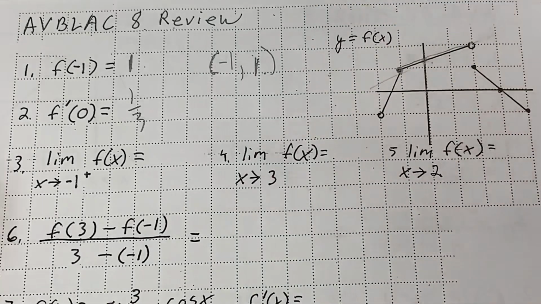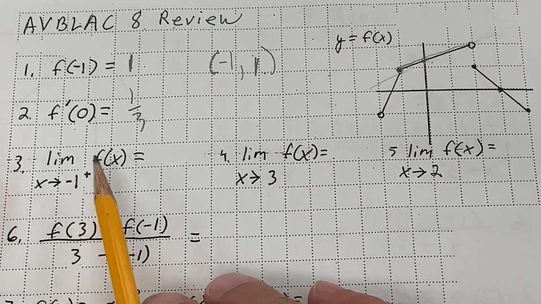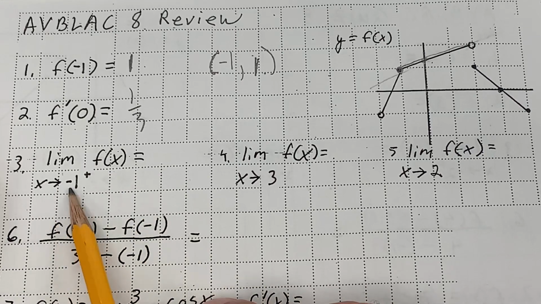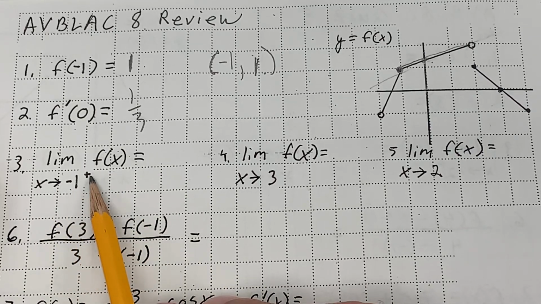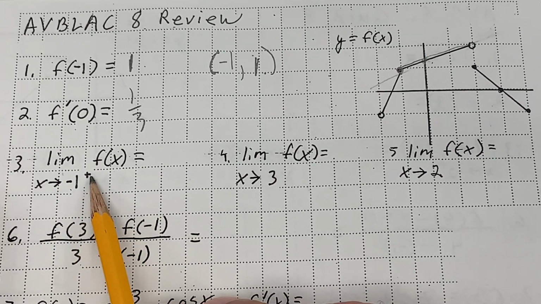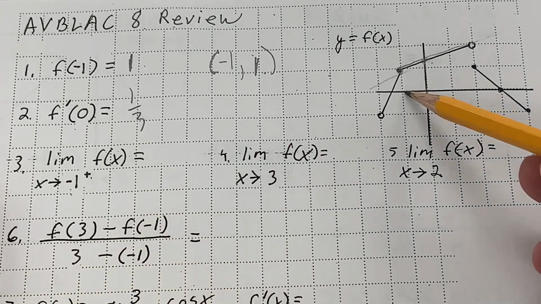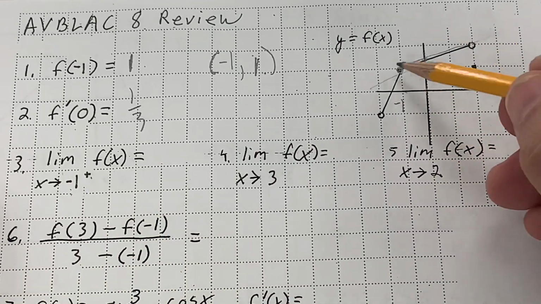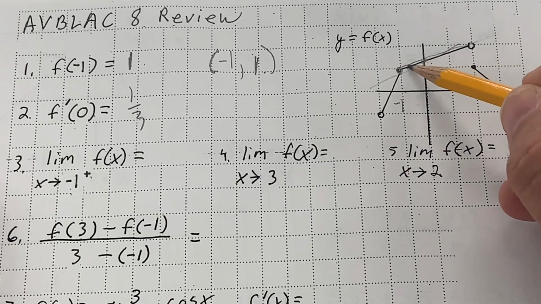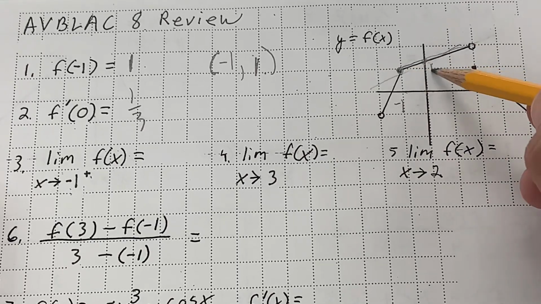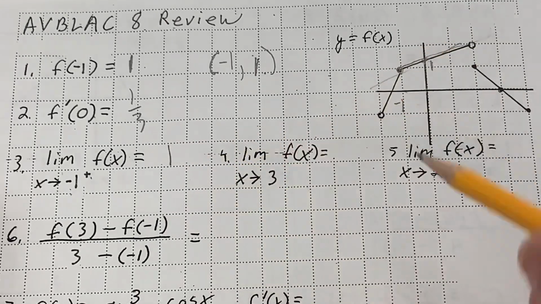Now, for number 3, find the limit of f of x as x approaches negative 1 from the right. That's what that little positive sign means. That means I'm going to approach negative 1. Here's x equals negative 1. I'm going to approach it from the right. As I approach it from the right, I get closer and closer to this y value of 1.